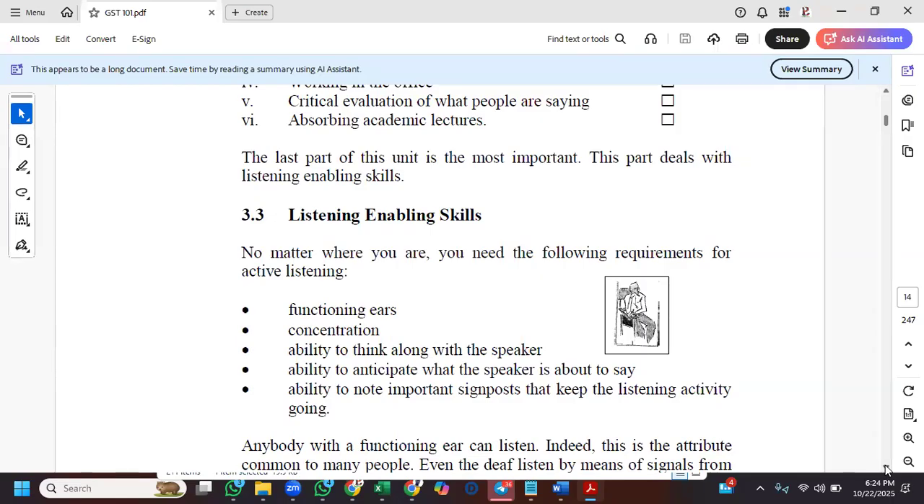The second thing is concentration. Somebody called you on the phone and you picked up the call. The first thing is that you have an ear that can hear what the person will say on that phone. The next thing is that you concentrate on the person's voice. What is this person trying to say, so that you can get the point?